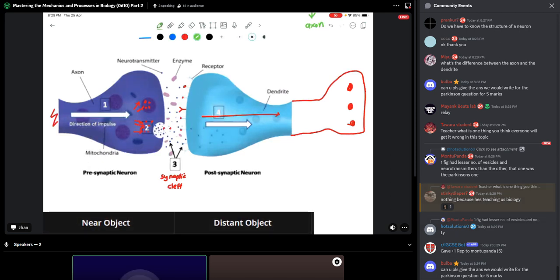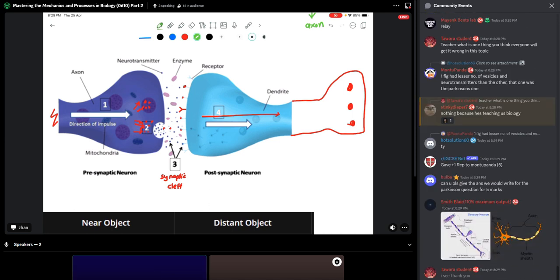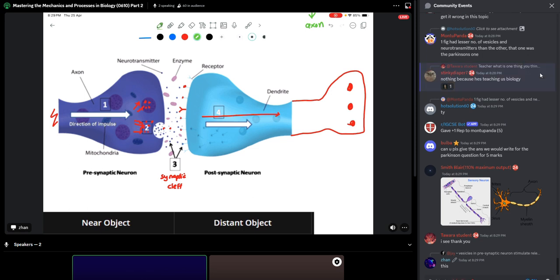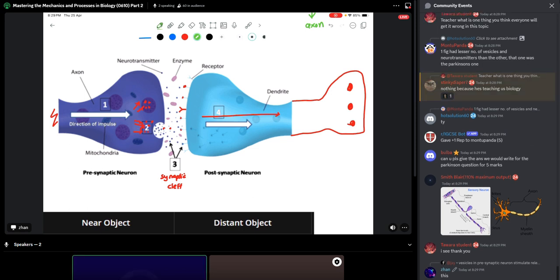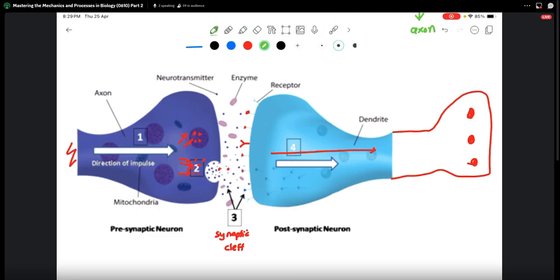So can you please give the answer we will write for the Parkinson question for 5 marks? Remember what Jay sent? This one? You just modify the answer. Okay? Because in Parkinson disease, the response is lower. So what happens if the response is lower? It means that less neurotransmitter is being released or diffused into the synaptic cleft, and there will be less binding to the receptor. Therefore, the impulse in the postsynaptic neuron is lower, something like that. Correct.